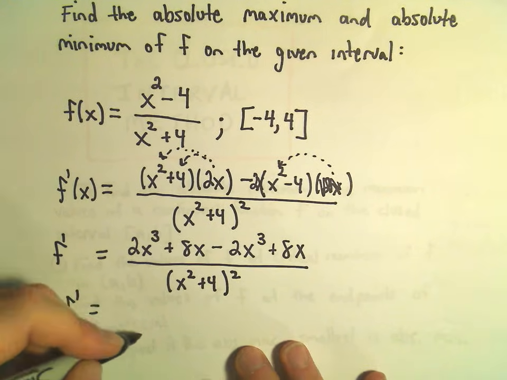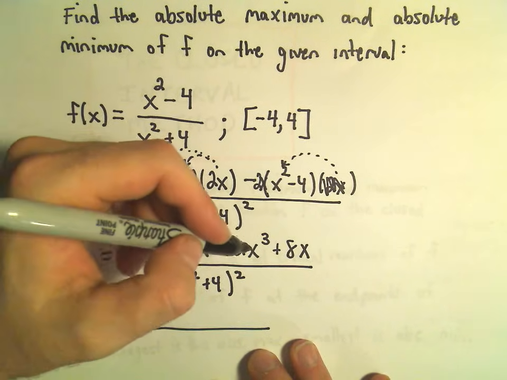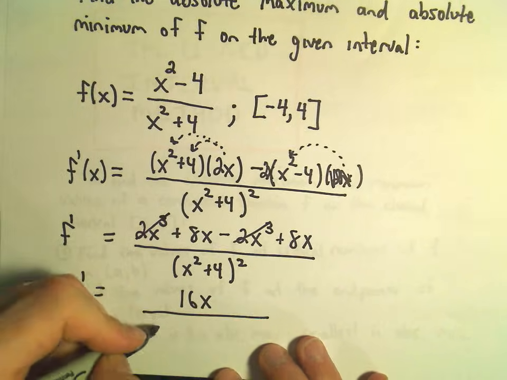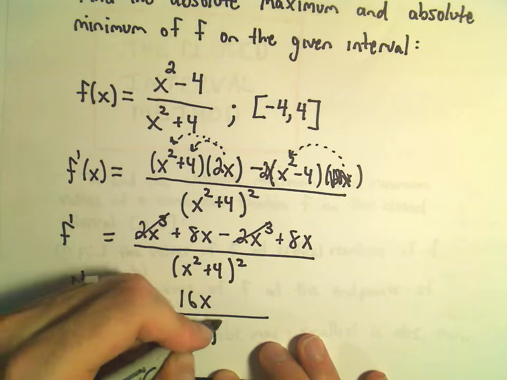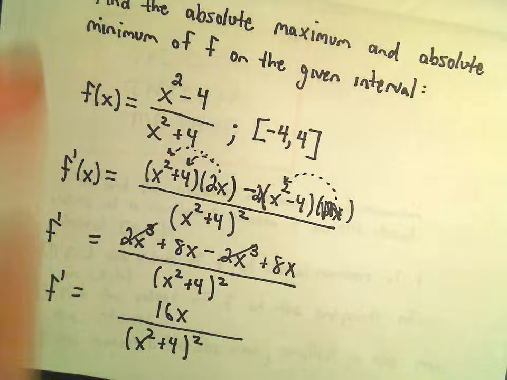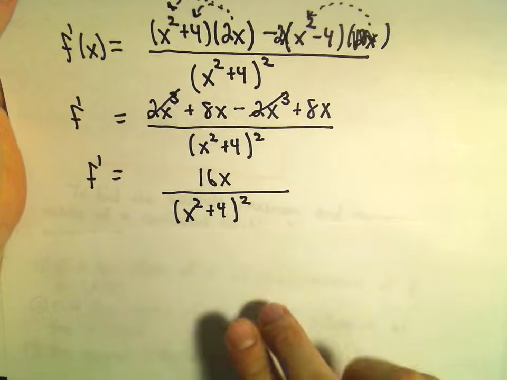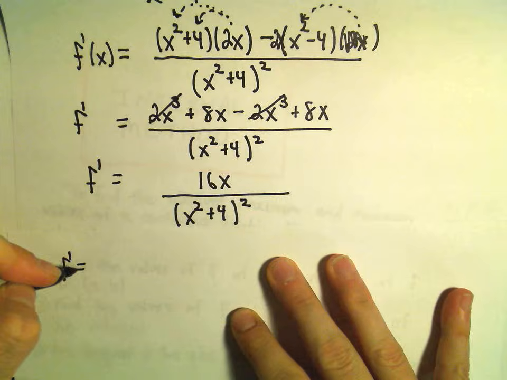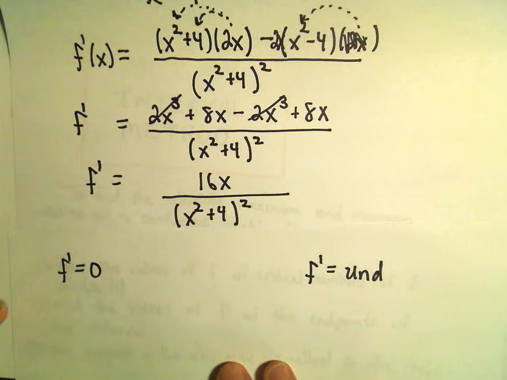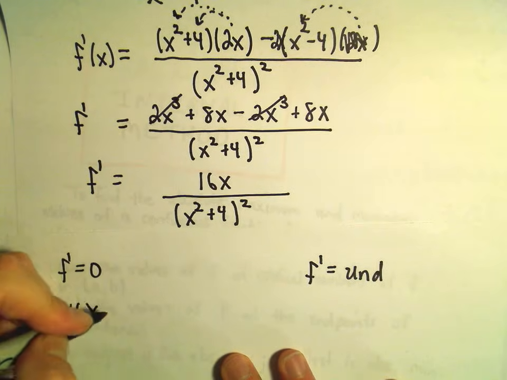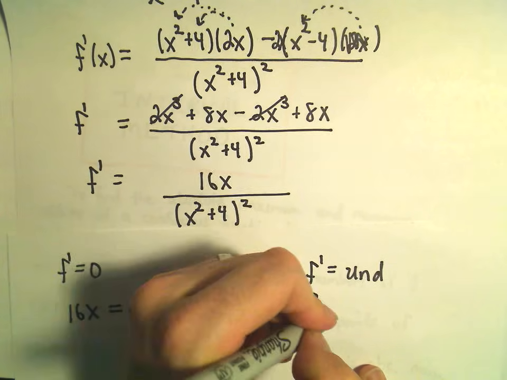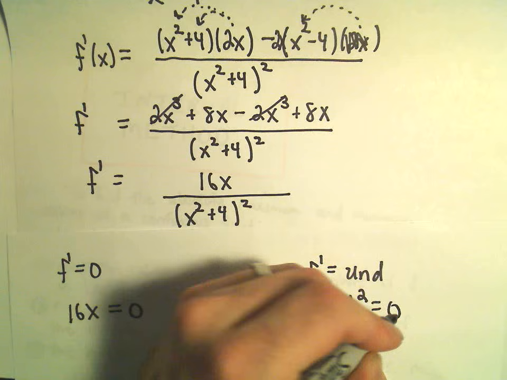So one last thing here, if we clean up the numerator, 2x cubed minus 2x cubed cancels, and we've got 8x plus 8x, which is 16x. And then we have our denominator, x squared plus 4 squared. Okay, so now I've got to find the critical numbers. That's just where the derivative equals 0, or where the derivative is undefined. For the derivative to equal 0, the numerator of the fraction has to equal 0. For the derivative to be undefined, the denominator of the fraction would have to equal 0.